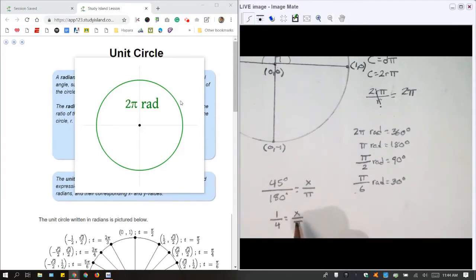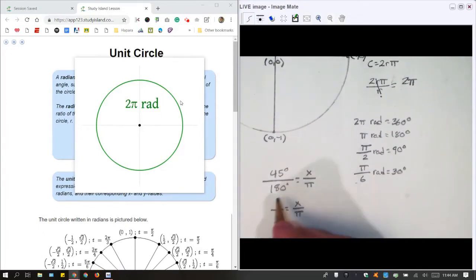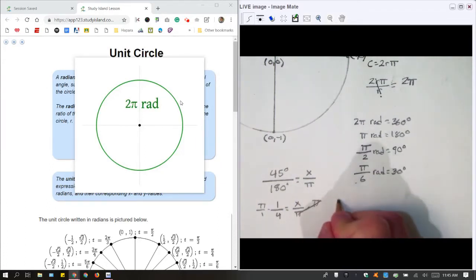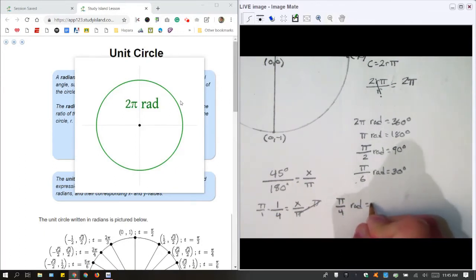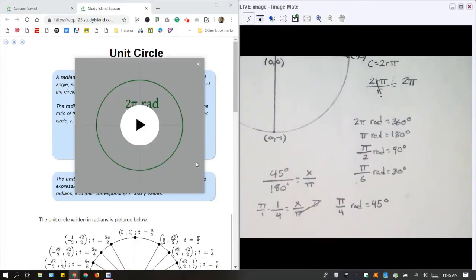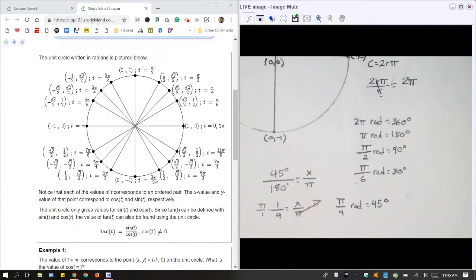So 1/4 equals x over pi, and then you have pi times that. So if you have times pi on both sides, you get pi over 4. So pi times 1 is pi. 1 times 4 is 4. That makes pi over 4 radians equal to 45 degrees. So this continues on, and that's what you're looking at when you look at the unit circle over here.